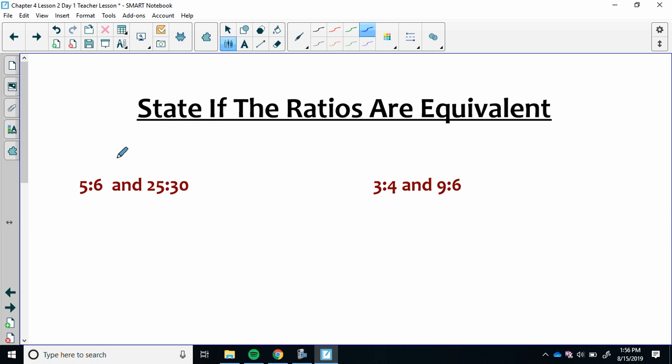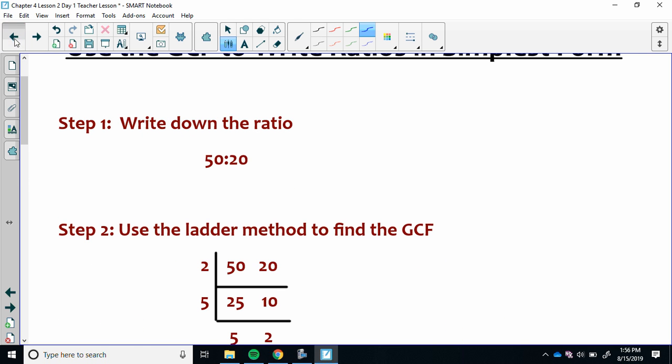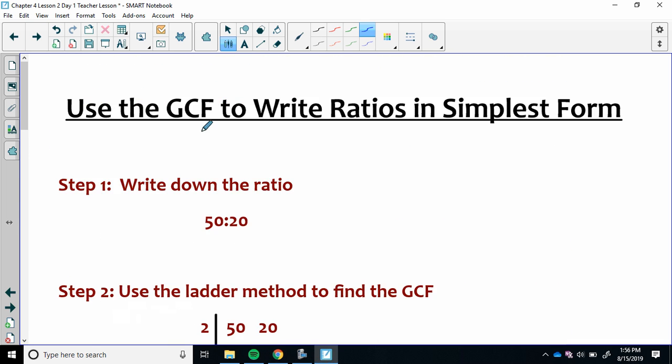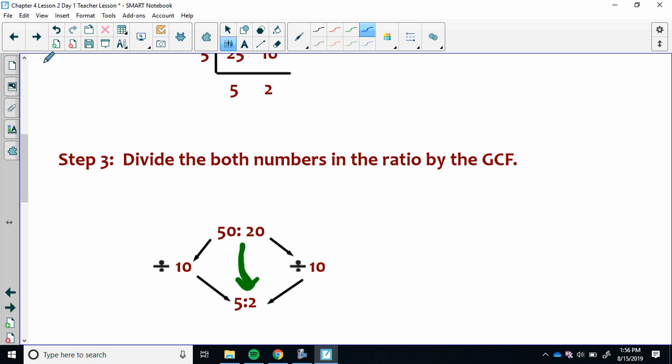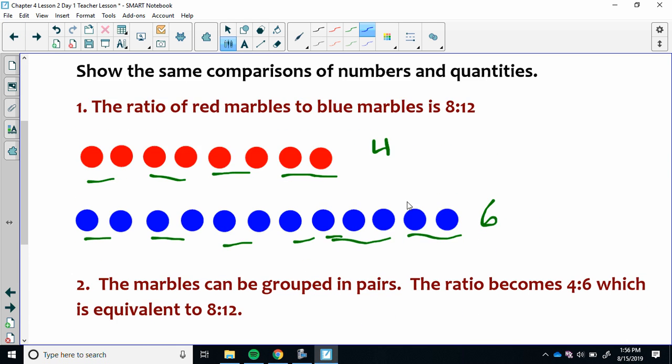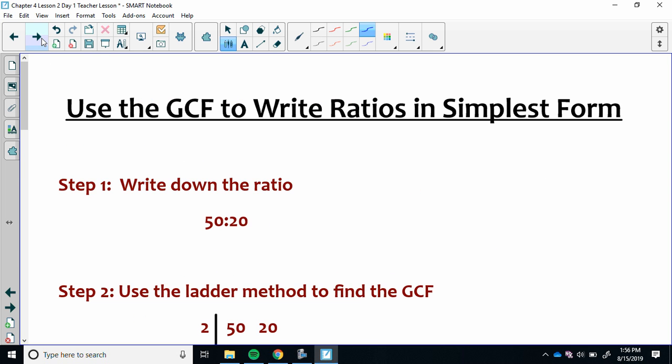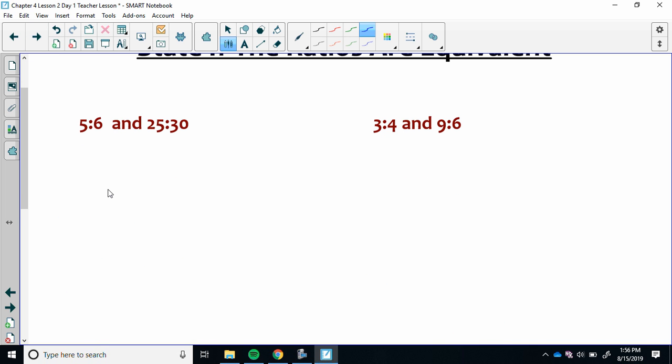State if the ratios are equivalent. This is like if we go back to that first page. And I showed you, where was it? It was somewhere. Oh, here. All the way to the first page, Paul, way to go. So just like that, we're going to do this to compare to see if they are equivalent or not. So I'm going to write my first number down, and this time I like to do it like this. So I like my numbers to be like that, so I can put the other one across from it.